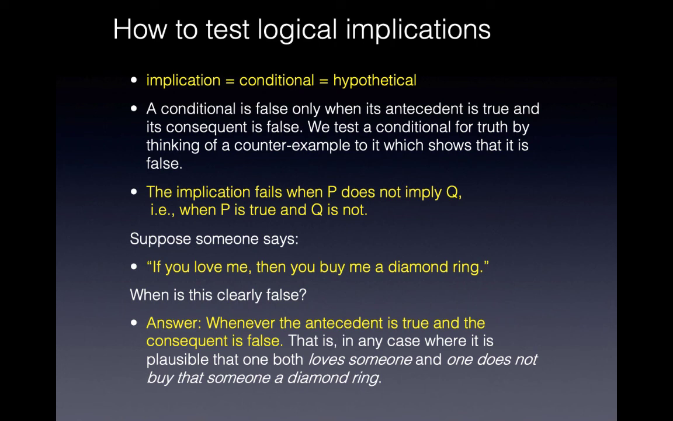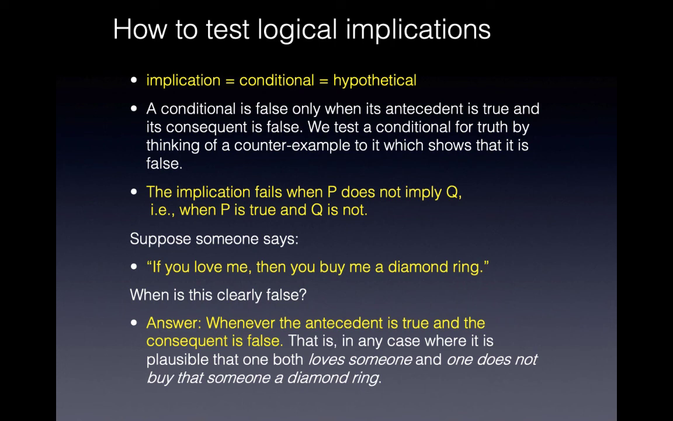That is, the first clause in the claim could be true, but the next clause could be false. That is, the first part implies the second part. When the first part's true, great, but that doesn't mean the second part's true, especially if the second part could be false. I'll get to this. This is called a counterexample test. We test a conditional for truth by thinking of a counterexample which shows that it is false.